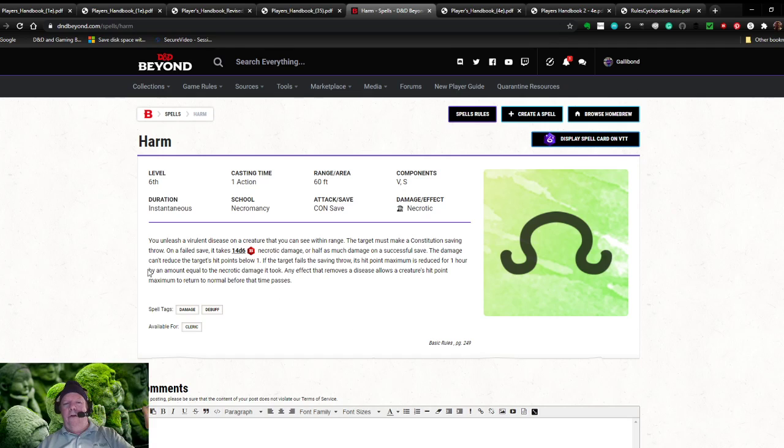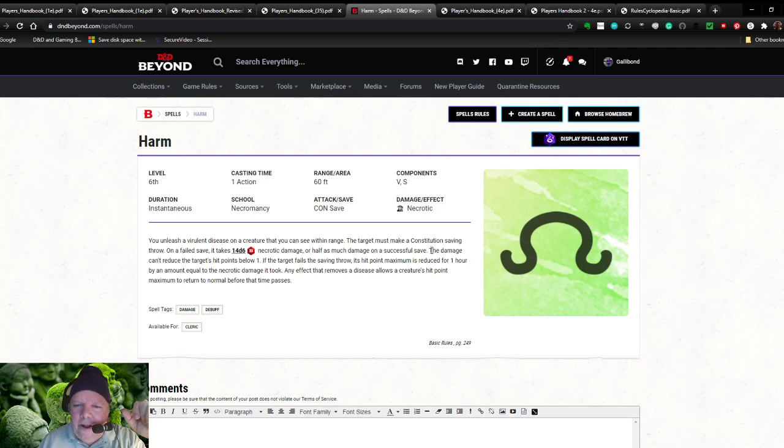All right, so harm, 6th level spell. Instantaneous, 1 action, verbal, somatic, and the range is 60 feet. So it does not require touch in this one. What harm does, you unleash a virulent disease on a creature that you can see within range. Disease, that's important. Target must make a Constitution save. On a failed save, it takes 14d6 necrotic damage, or half as much damage on a successful save. Damage can't reduce the target's hit points below 1.